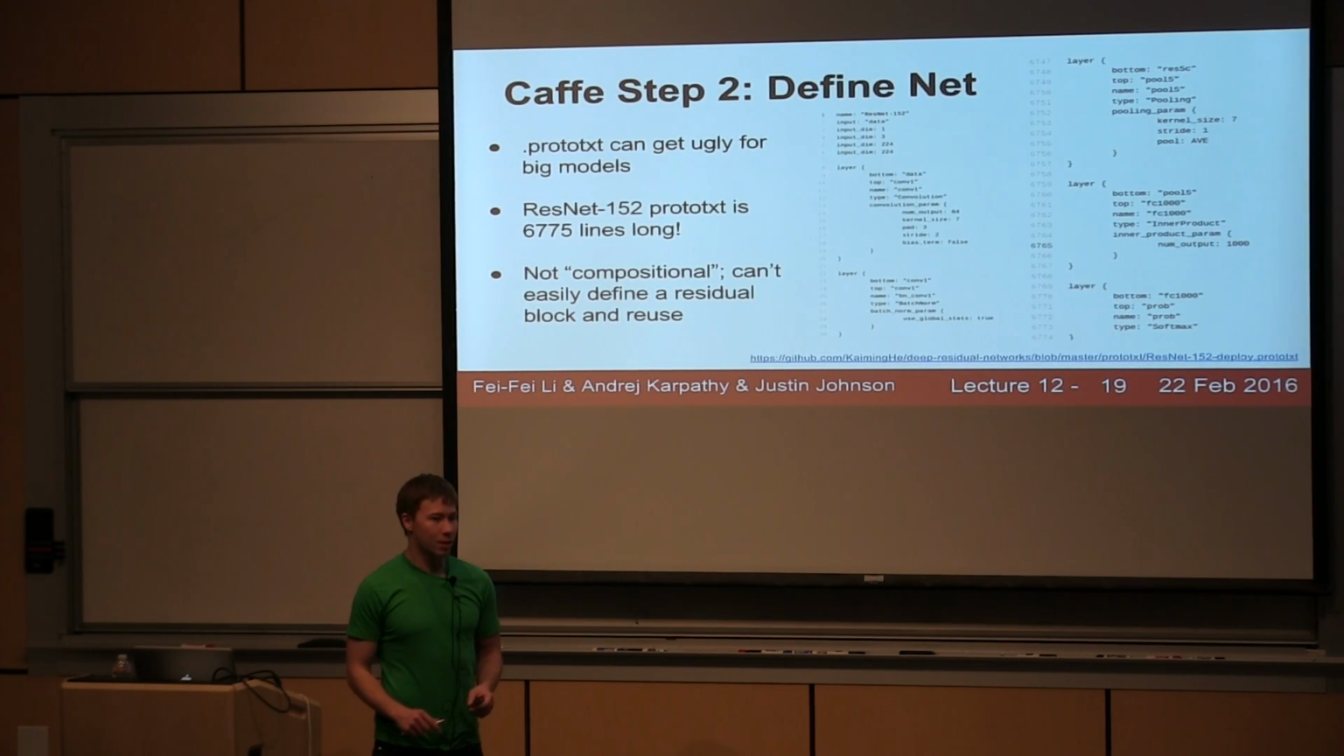Another thing to point out is that for ResNet and other large models like GoogleNet, this can get really out of hand really quickly. So Caffe doesn't really let you define compositionality. So for ResNet, they just repeat the same pattern over and over and over in the prototxt file. So the ResNet prototxt is almost 7,000 lines long. So you could write that by hand, but in practice, people tend to write little Python scripts to generate these things automatically. So that's a little bit gross.